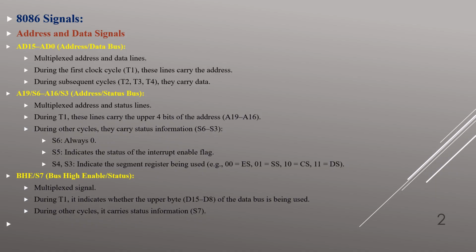Now the last point is the bus high enable status signal, that is BHE. This is another multiplexed signal that plays a critical role in data transmission. During the T1 cycle it indicates whether the upper byte of the data bus is being utilized, and during other cycles it carries status information which can provide additional context about the operation being performed. Is it clear? Now on to the next slide.